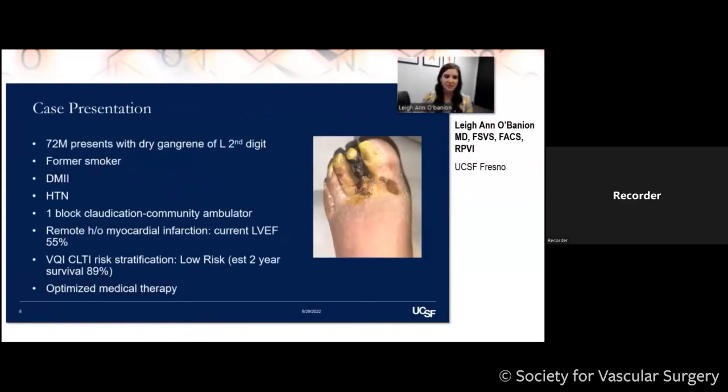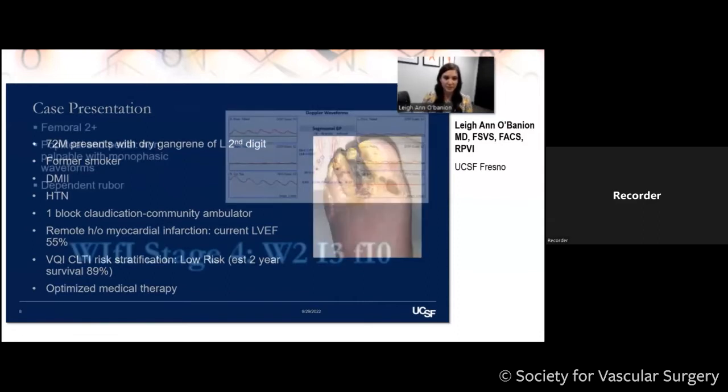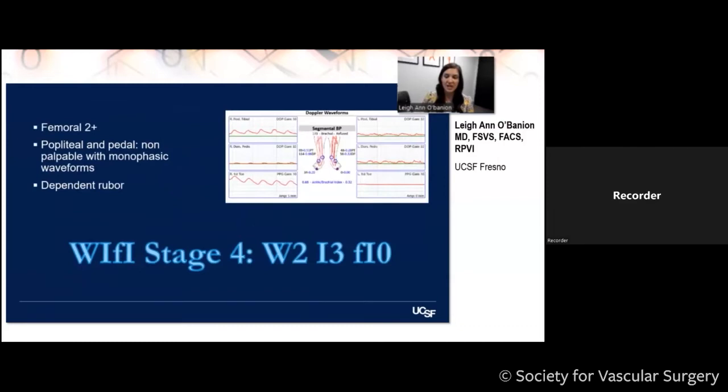Let's revisit our patient for the evening. This is a 72-year-old male diabetic smoker who presented with second toe gangrene, who is a community ambulator and had a current EF of 55%, which placed him at a low risk, with 2-year survival of over 89%, and he was optimized on medical therapy. He has WIfI stage 4 disease, placing him at high risk for major amputation without urgent revascularization. But the story doesn't end here, as now we have more tools to assess and risk stratify this patient based on the degree of inframalleolar disease.